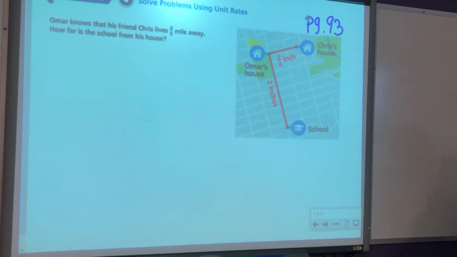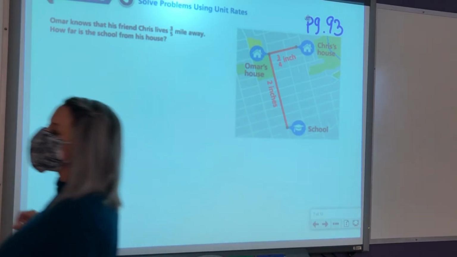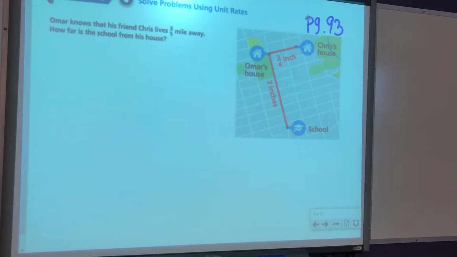Now I know that Pearson gives you a lot of information, like they work through the problem for you. But I want you to focus up here and just look at the information we have and try and figure out how we're going to set up these ratios and how we're going to solve our big question. So Omar knows his friend Chris lives 3/5 of a mile away. How far is the school from his house?